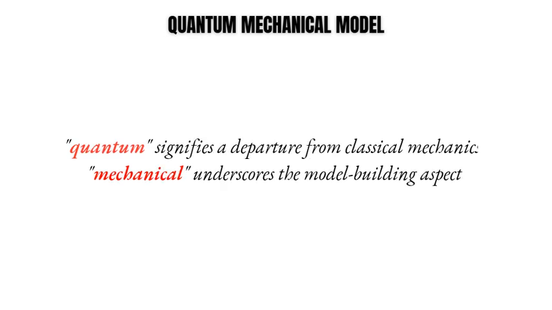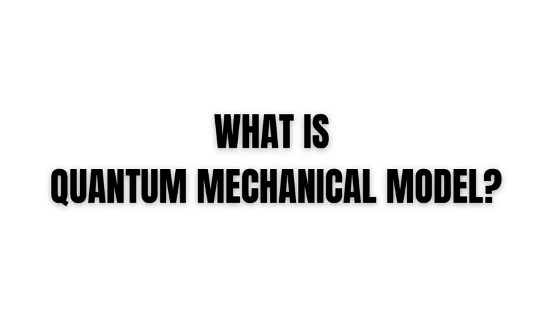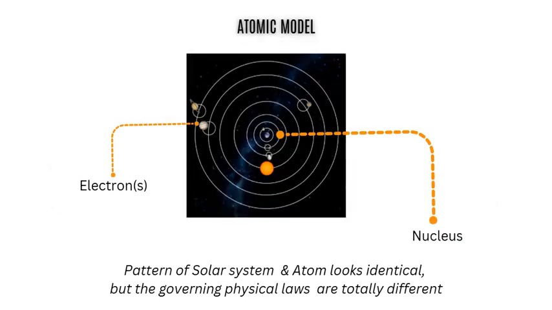While quantum signifies a departure from classical mechanics, mechanical underscores the model building aspect and the aim to predict and explain the behavior of atoms and subatomic particles. What is the quantum mechanical model? Imagine an atom as a tiny solar system. In the center, there is a nucleus like the sun, and around it, electrons orbit like planets.